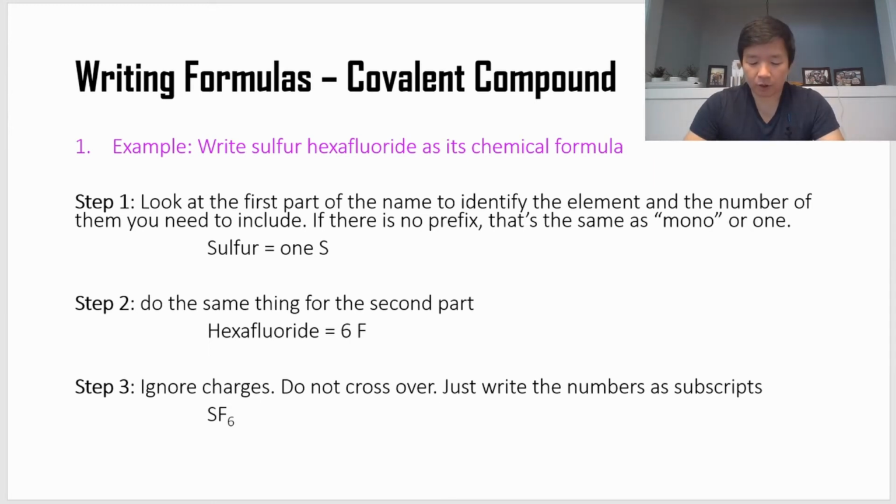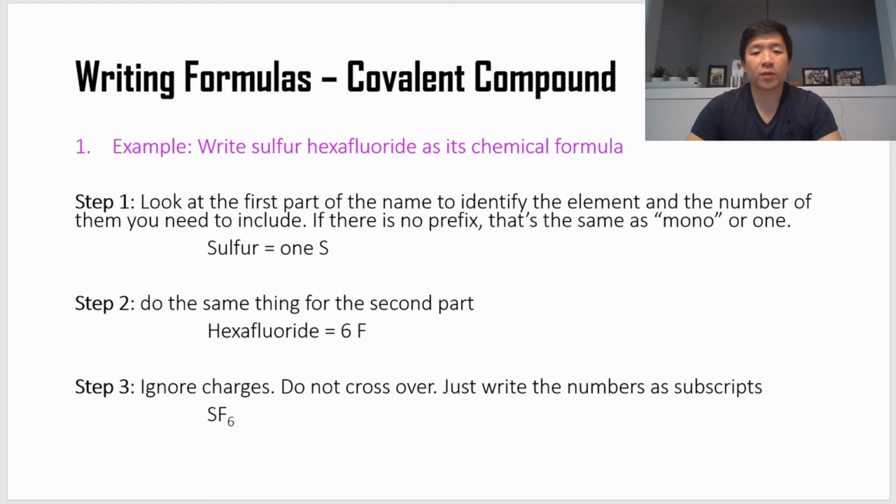Usually writing or dealing with covalent compounds is a little bit easier. Let's go ahead and take a look at this example. Write sulfur hexafluoride as its chemical formula. Step 1, look at the first part of the name to identify the element and the number of them you need to include. If there is no prefix, that is the same as mono or 1. So first part of the name, we have sulfur. No prefix in front of it, so we only have 1 sulfur.